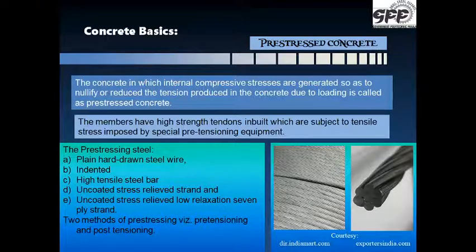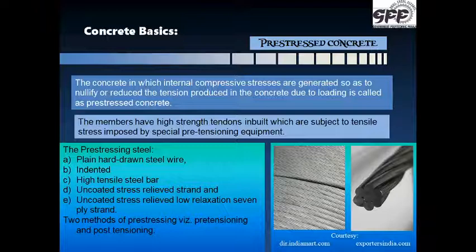Because of the loading, it will try to bend. So maximum at the bottom, the stress may come to zero. It may never be tensile. So in order to introduce this compressive stress before loading, the process which is done is called pre-stressing, and the concrete which we get is pre-stressed concrete.